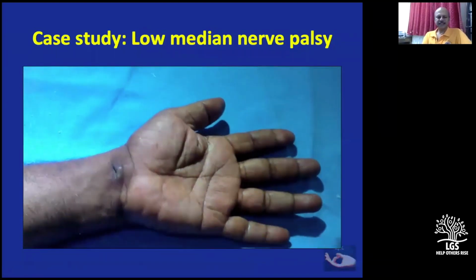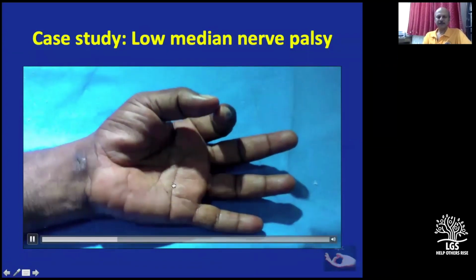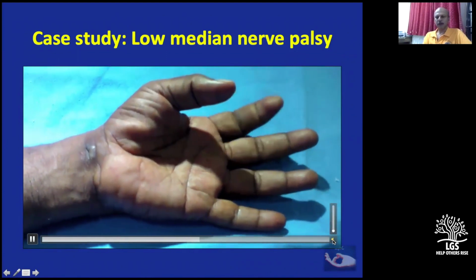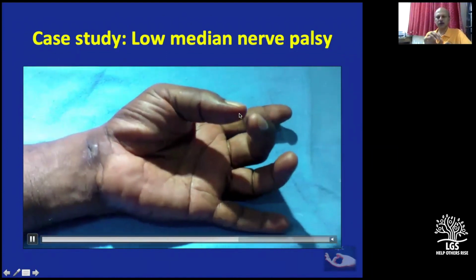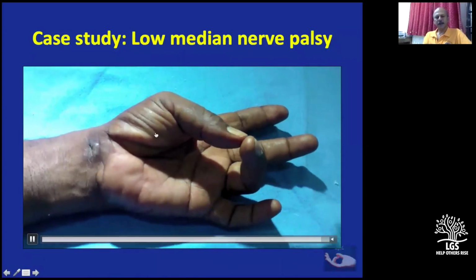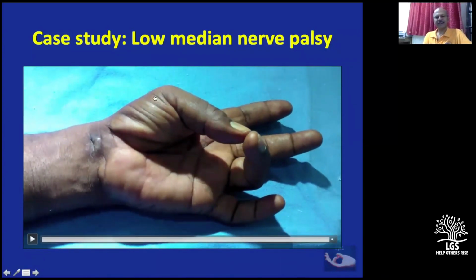So this is a case of median nerve palsy. Now look at that position. He is not able to do pulp to pulp. He is only able to do it to the side or the tip. Look at the amount of flexion that is occurring here. This shows that it is the flexor pollicis brevis.